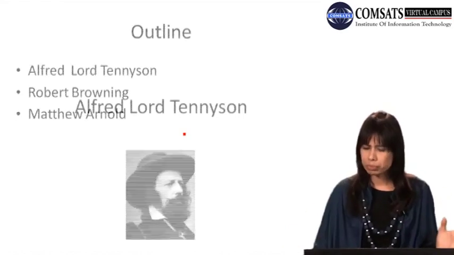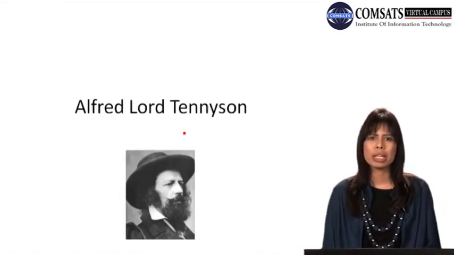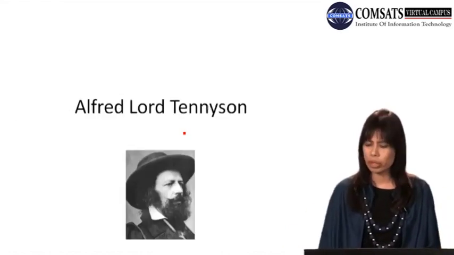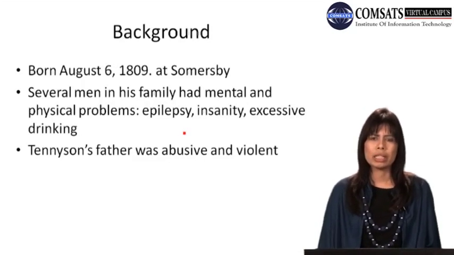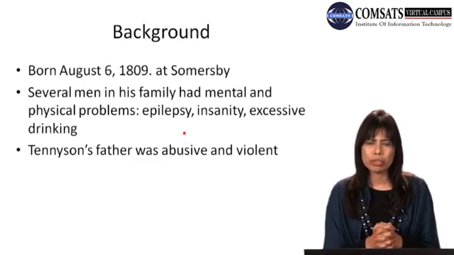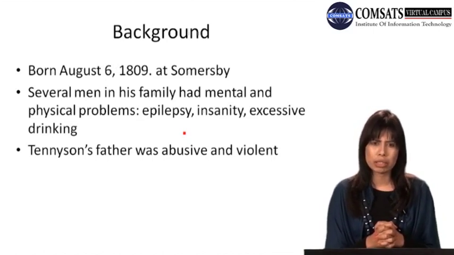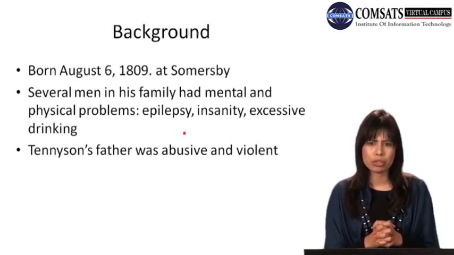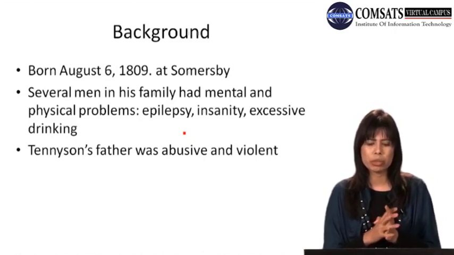First of all, we'll talk about Alfred Lord Tennyson. I just want to give you the background of this personality. He was born on August 6, 1809 at Somersby. Several men in his family had mental and physical problems: epilepsy, insanity, excessive drinking. Tennyson's father was abusive and violent.